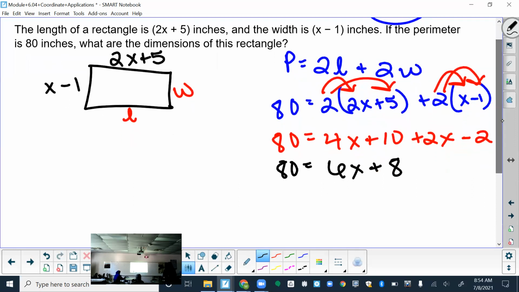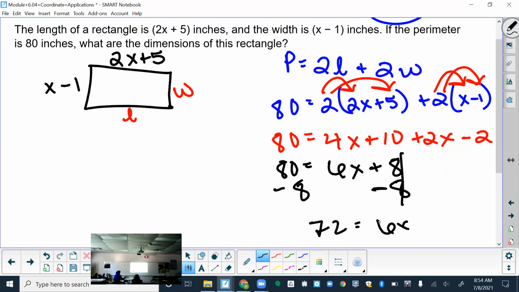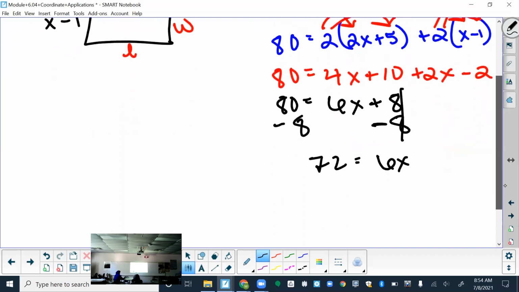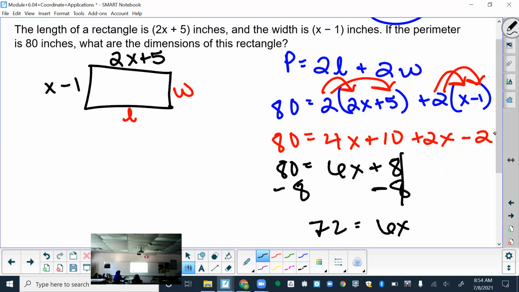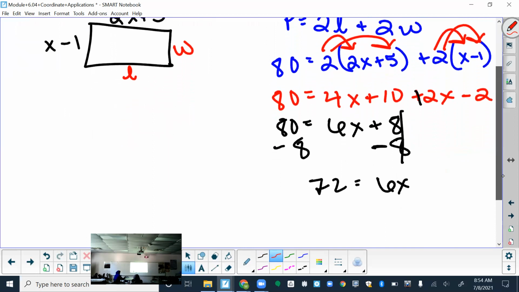All right, make sure we get rid of what's farthest from the x first. So are we getting rid of the 6 or the 8 first? What's farthest from x? Good, and the opposite of adding 8 is subtracting 8. On the left side, 80 minus 8 is 72. Equal to 6x. The opposite of multiplying by 6 is to divide by 6.